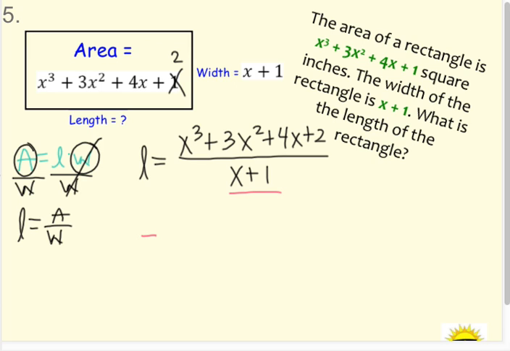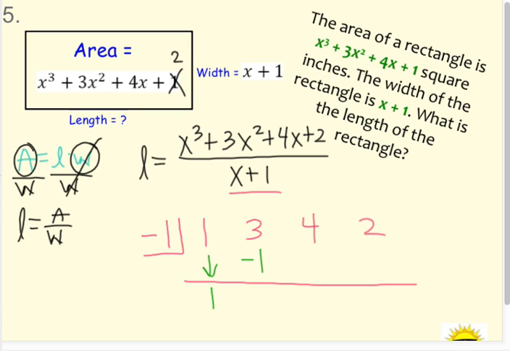So use the opposite sign here, so negative 1, and then write down all the leading terms, the coefficients. So I would have 1, 3, 4, and 2. Bring down that 1. 1 times negative 1 is negative 1. 3 plus negative 1 is 2. Negative 1 times 2 is negative 2. When I add these two together, I get 2. Negative 1 times 2 is negative 2. And then I get a remainder of 0.